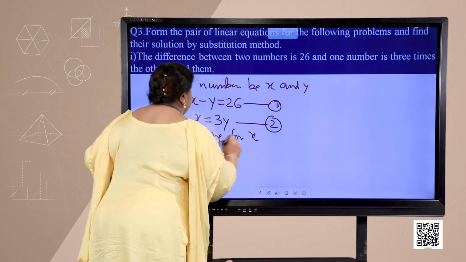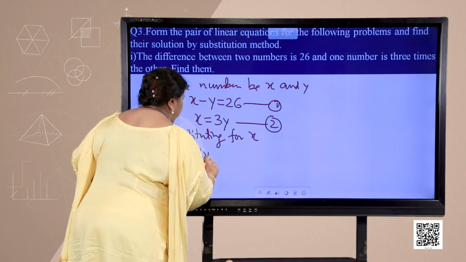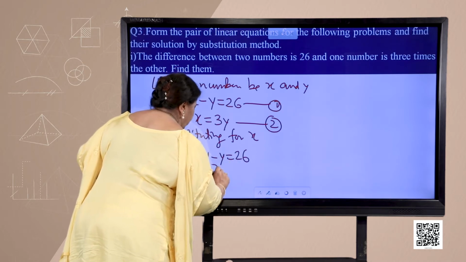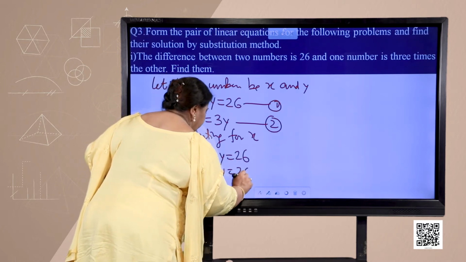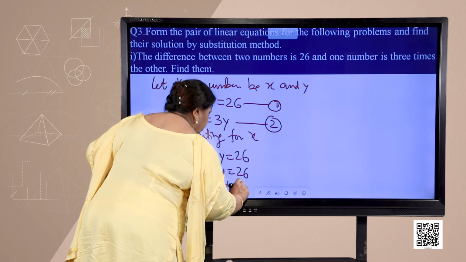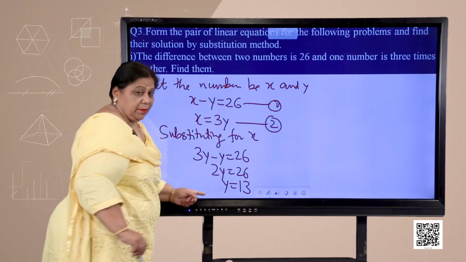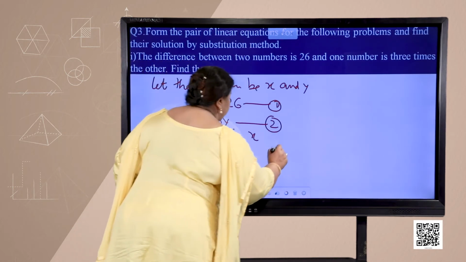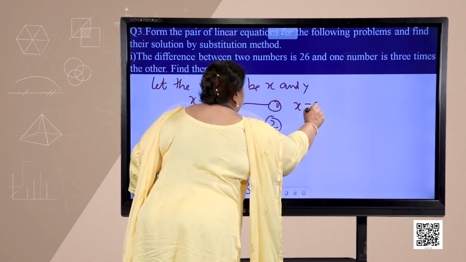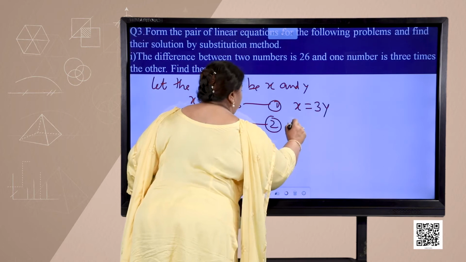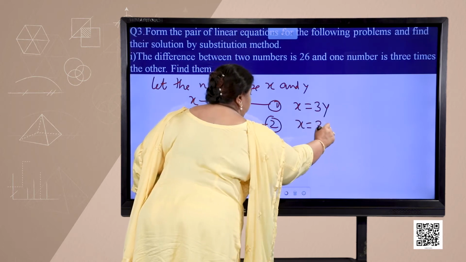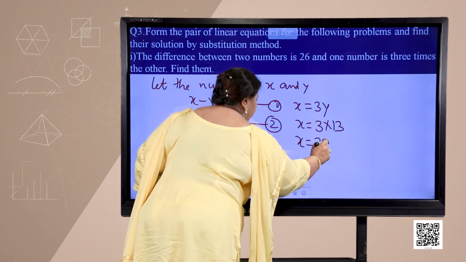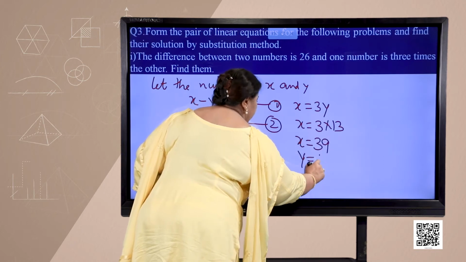Substituting for x, what do we get? 3y minus y is equal to 26. So, 2y is equal to 26 gives me y is equal to 13. So, one number I have got as 13. Let us find out the next one. He says x is equal to 3 times y. So, x is equal to 3 into 13. So, one number is 39 and the other number is 13.